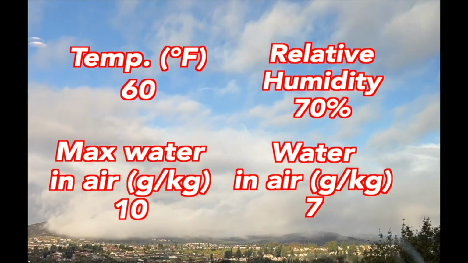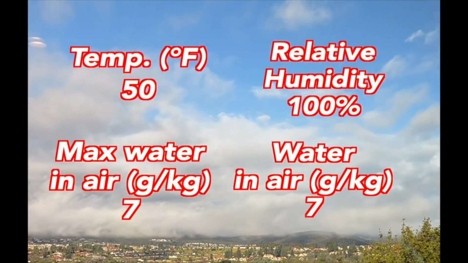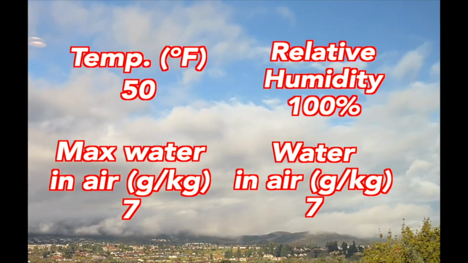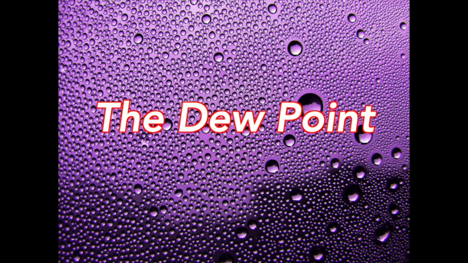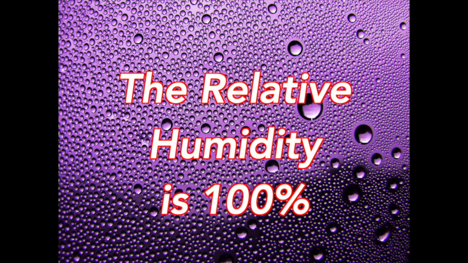So does the maximum amount of the water vapor that the air can hold. And here, something happens, because at 50 degrees, the air can only hold 7 grams of water vapor, and that's what's in it. You have reached the dew point, the temperature that the air can no longer hold all of the water vapor in it, and the relative humidity is 100%. So what becomes of this water vapor? Well, it begins to condense and turn back into a liquid.